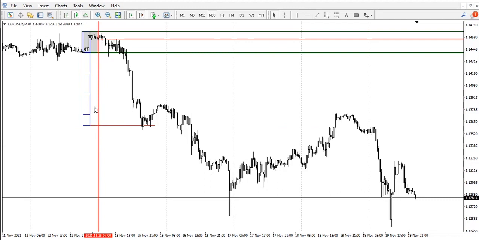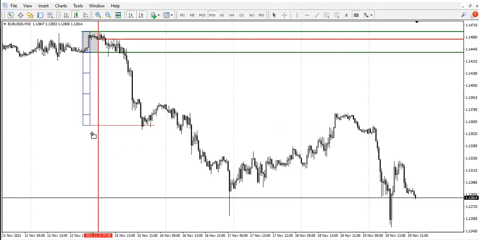Now, this is one thing. Knowing where the draw on liquidity is in this sense is one thing, but how long do you stay in a trade like this? When do you enter? All that good stuff. Now, we all have different rules to frame that idea. What I'm going to show you now is an idea that I use a lot.